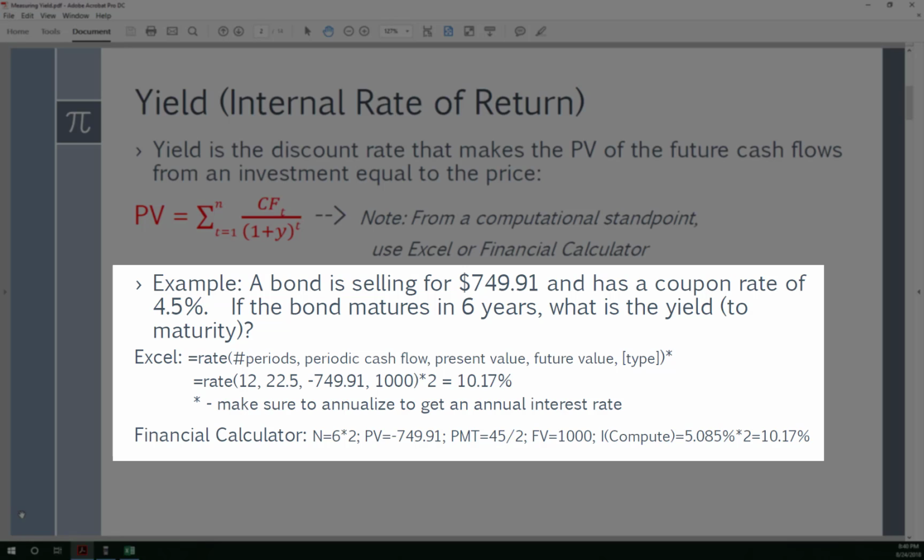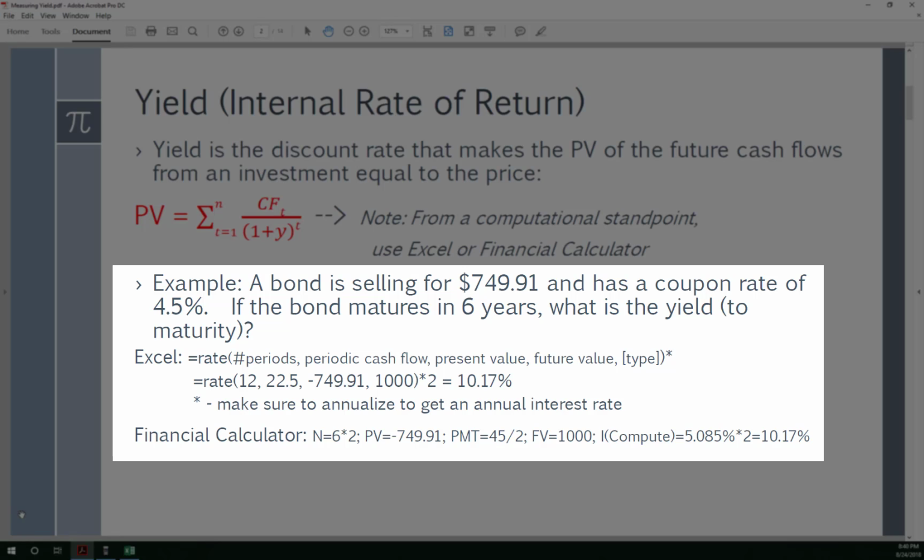So in Excel, we're just going to use the rate function. The number of periods is going to be 6 times 2 because it's a 6-year bond. We've got 2 periods per year as our default. The coupon payment is going to be $45 divided by 2, so $22.50. The price is $749.91. We put a negative sign there. Future value is $1,000. We solve for the rate. We need to multiply that result times 2 to get an annualized interest rate, and that answer is 10.17%.